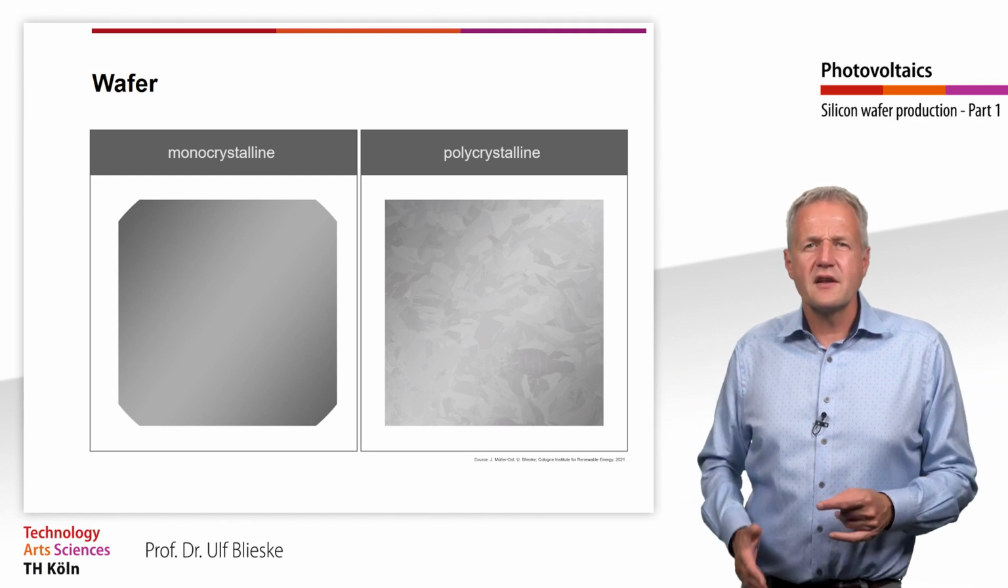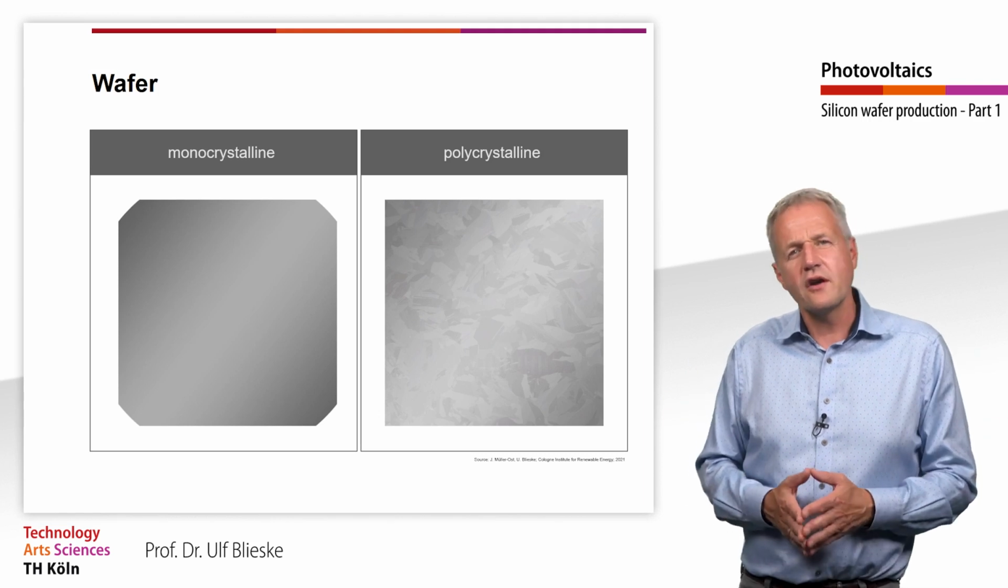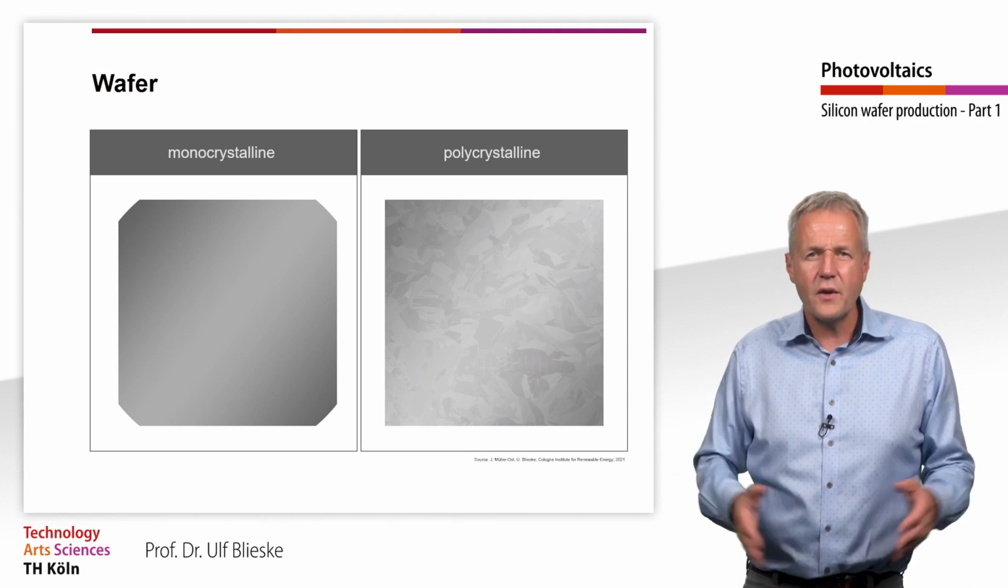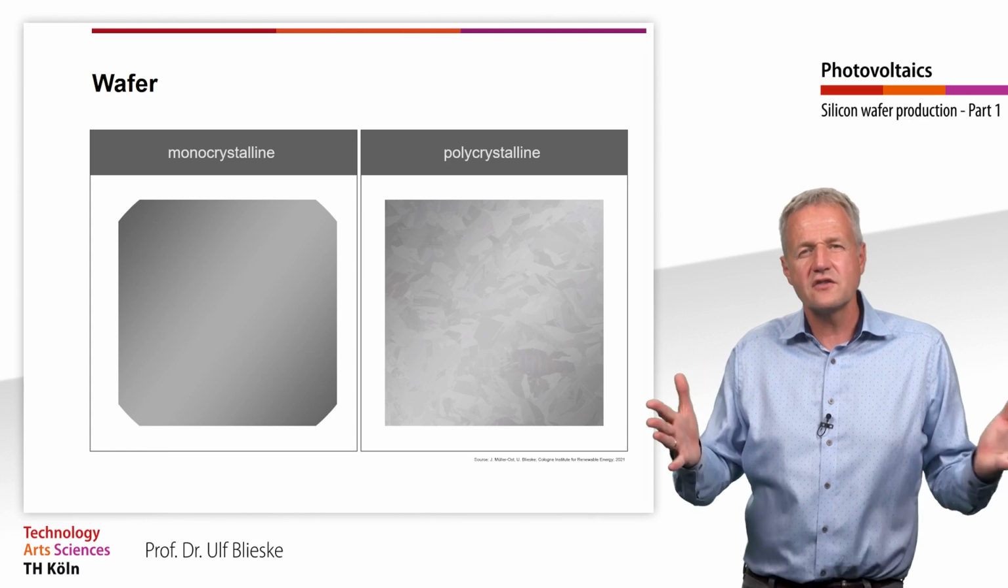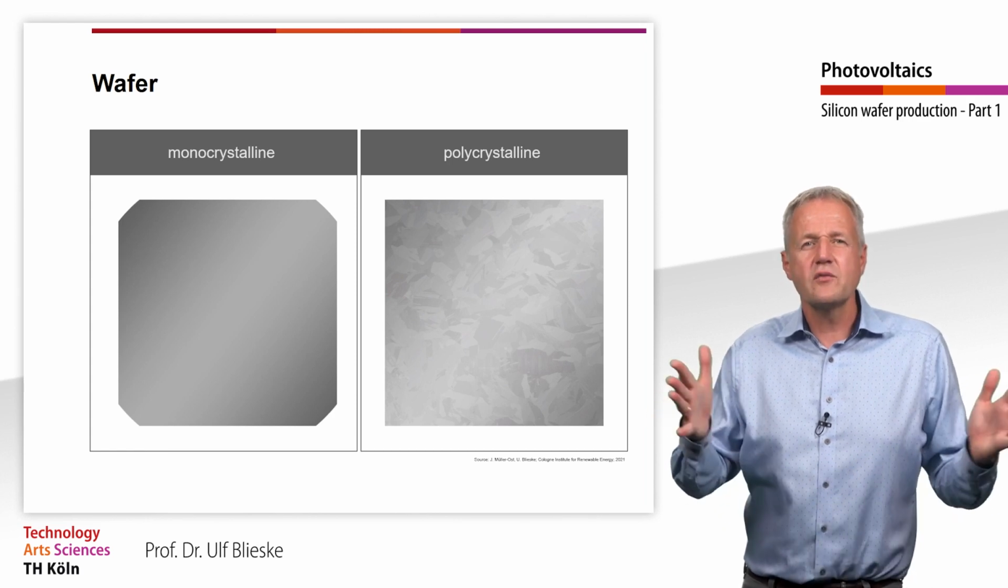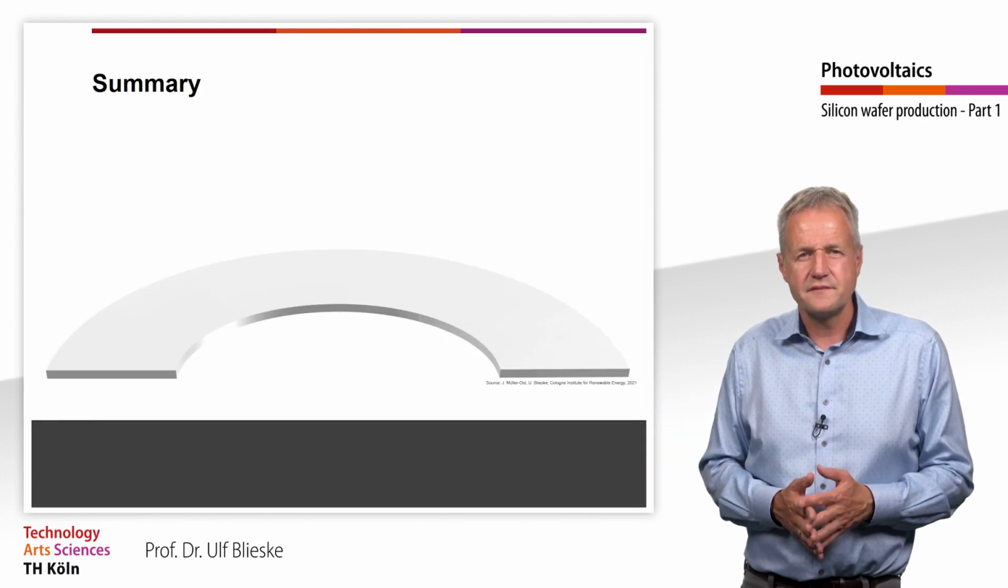The sawn wafers then undergo a chemical bath to repair sawing damage. After this, the wafers are ready for processing into solar cells. We'll deal with this in the next lecture.